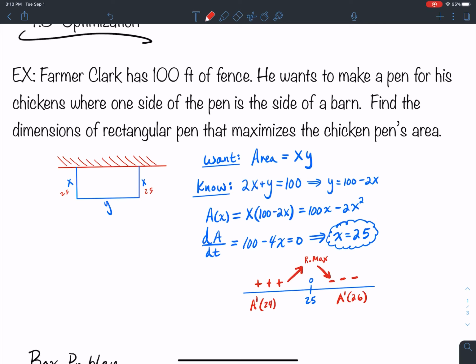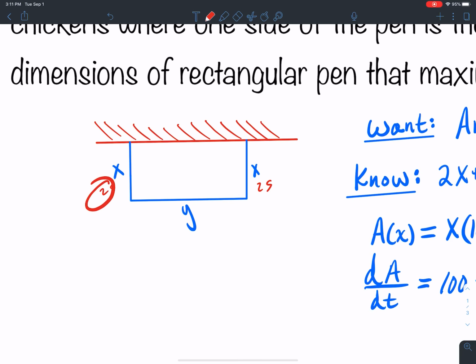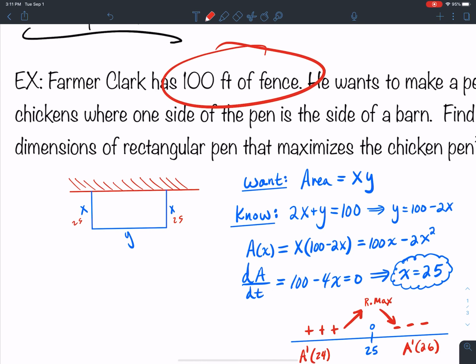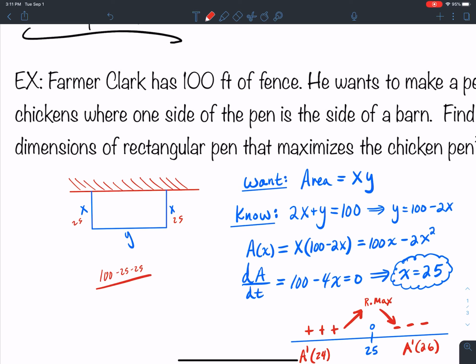Now, all that it amounts to doing, since I know x equals 25, is plugging in 25 here. Well, how many feet total did we have? We had 100 feet total. So if I had 100 feet total, I used 25 on this side, subtracted away, and I used 25 on that side, subtracted away. 100 minus 50 gets me 50. So that tells me y is equal to 50. The other way you could do this is plug it into your equation right here and plug in 25 for x, and you'll get 100 minus 50 again.